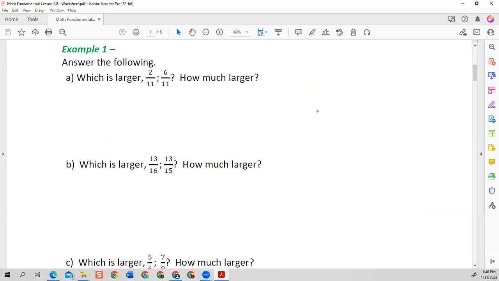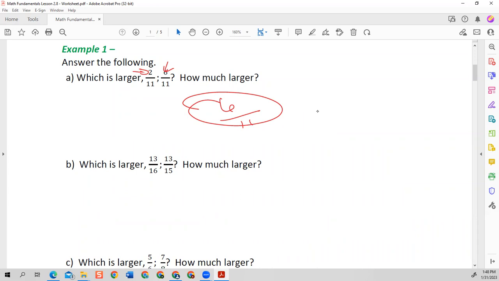You see that 2/11ths versus 6/11ths. So the denominators are the same. And remember, the denominator is the whole. So if I had 11 cookies and you got 2 and I got 6, we know that the 6/11ths is going to be the largest because you got the most there, right?